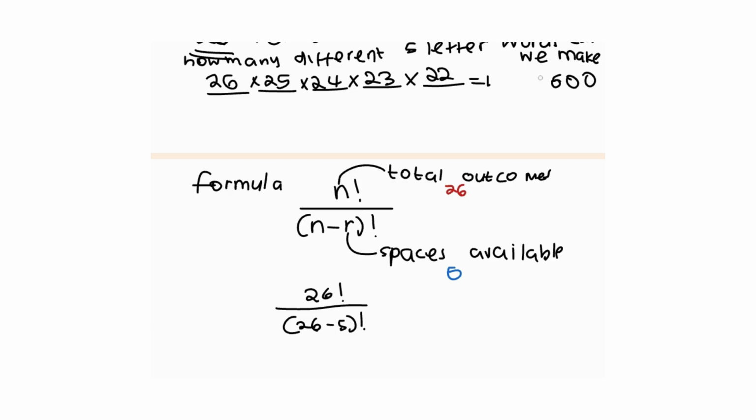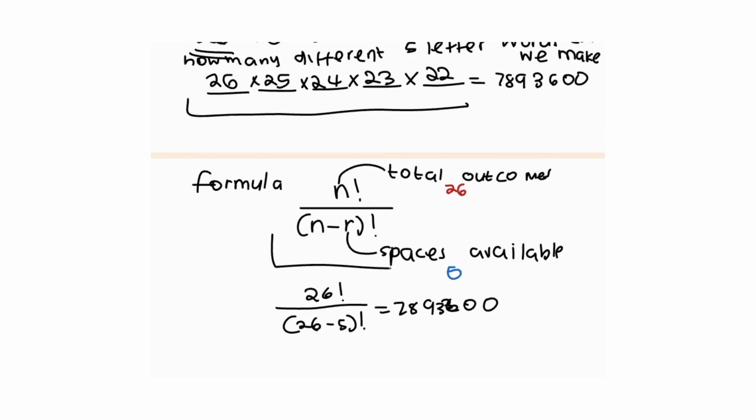I miscalculated there. So 26 times 25 times 24 times 23 times 22 is 7,893,600, which is the same answer that I get there. 26 factorial over 26 minus 5. Why is it giving me a different answer? Oh yeah, it's the same, 7,893,600. So you can either use that or you can use that, whichever you're comfortable with.